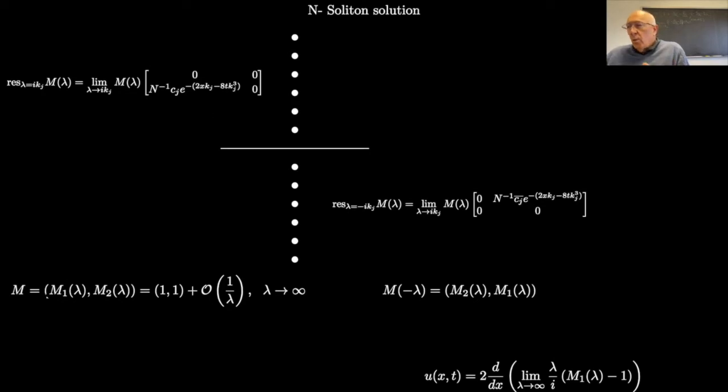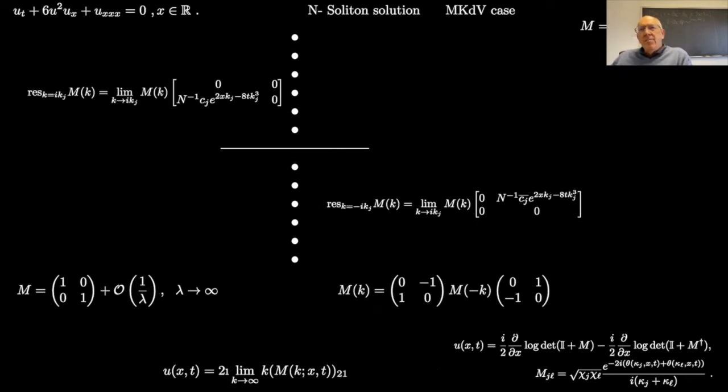M still goes to (1, 1) as lambda goes to infinity. It obeys a symmetry. And if I can find an M that satisfies this, then the solution to the KdV equation is obtained in the usual way. So that is a way to represent an n soliton solution, and we want to use it for some additional fun calculations in the time that's remaining.